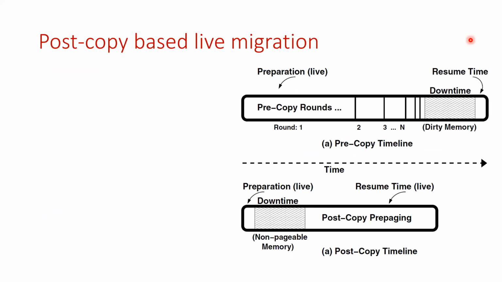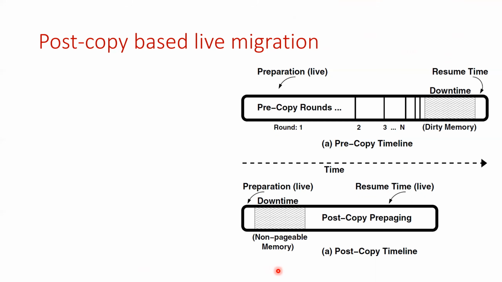So that was the story about pre-copy based migration. The next thing is post-copy based live migration, right? This figure gives you the contrast between pre-copy and post-copy. In pre-copy, during the preparation stage, when the VM is live, you do multiple rounds of pre-copy, and then there is a downtime, and immediately you can resume the VM. Whereas with post-copy, there is no preparation time. There are no pre-copy rounds. You first move whatever memory you have to move, the bare minimum memory that you have to move.